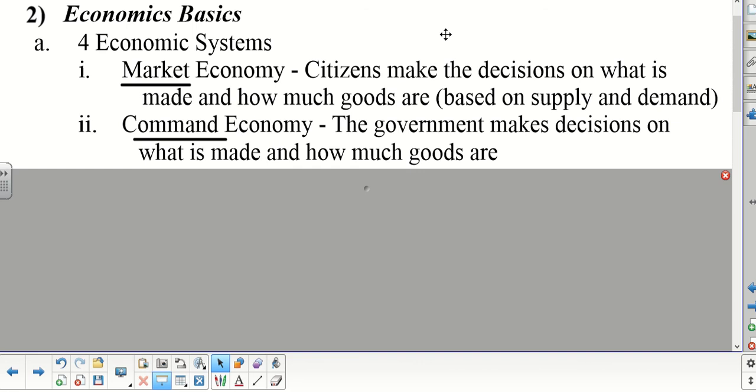The command economy, the government makes decisions. So the government tells you you're going to make history ties. And if it does happen to be a hit, you're not going to get rich. If it does happen to be a failure, you're not going to go broke. You're just doing what the government tells you to. They're in charge.